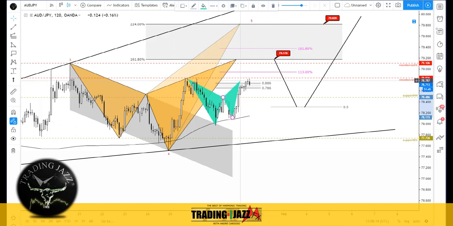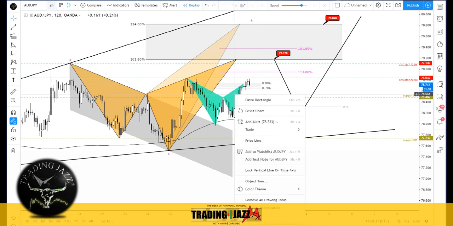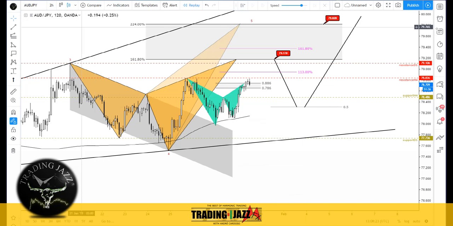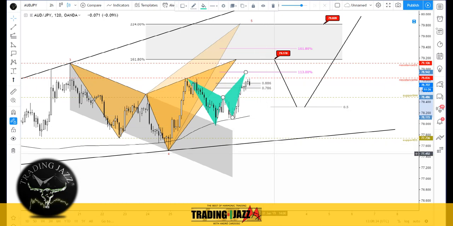But what we have now is the BAT pattern. So BAT pattern, default BAT at 88% retracement. Note this is a 2 hour time frame. We keep it on a lower time frame on those yen pairs. Then we have the 113 extension a few points above as a natural and eventual alt BAT pattern reversal fib.